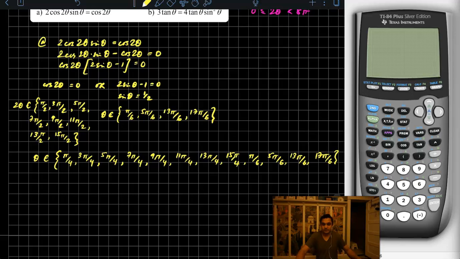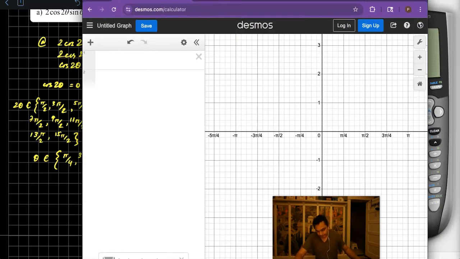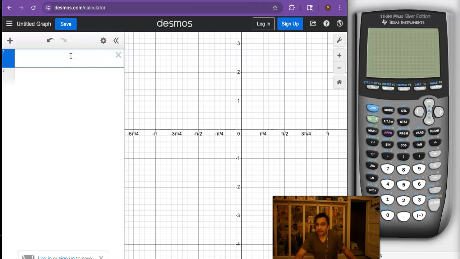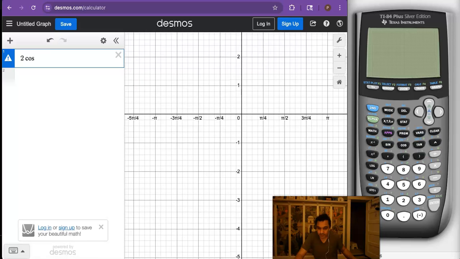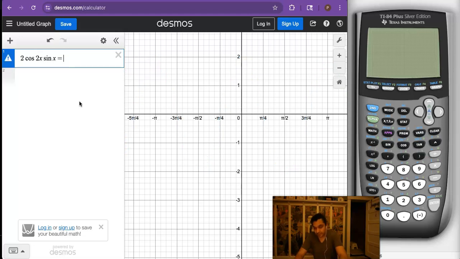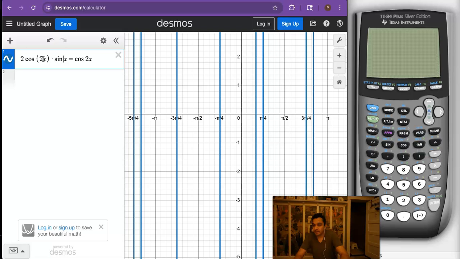Okay, we're going to check this on Desmos, because that's an awful lot of values. Let me move this over just a bit. I usually have it queued up right here. 2 cosine 2 theta sine theta equals cosine 2 theta. I need to shorten this window a little bit. I need to put a product symbol here maybe, put this in parentheses, and this in parentheses too.